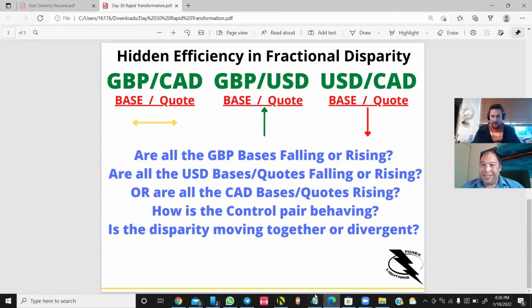I actually feel like our method is the best for fractional disparity, because the patterns that we go over in our method and coaching show up on all of these different pairs. Once you see them enough, you never forget them. If you see a double bottom on euro pound and a double top on pound Swiss, they're doing this, and it's just like, boom, I'm in it. It turns into clockwork.